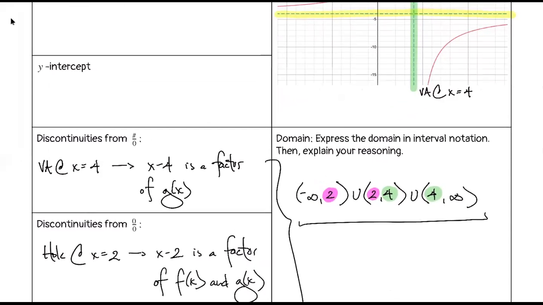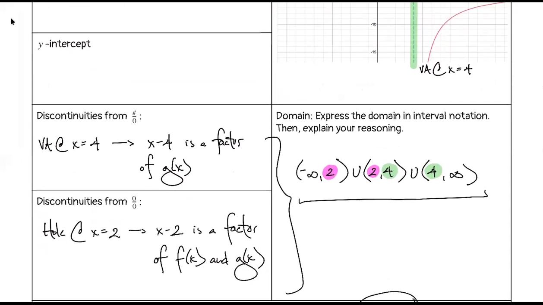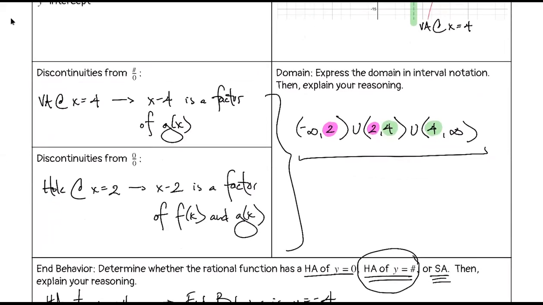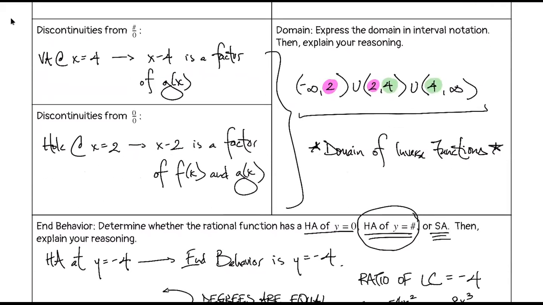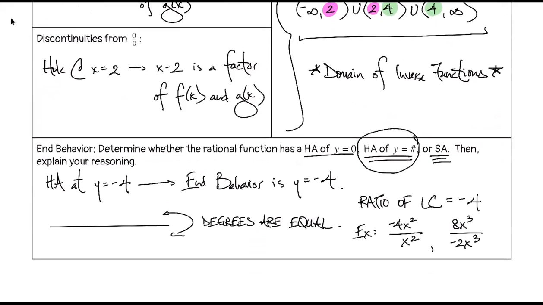I want to take a moment here. Not right now. We're going to come back to this before I send you off to do your classwork, and we'll talk about the domain of the inverse function. I'm going to talk about that real briefly before I send you off to do some group work, okay? All right, so we've got factors, we've got ratios of leading coefficients that we need to include.